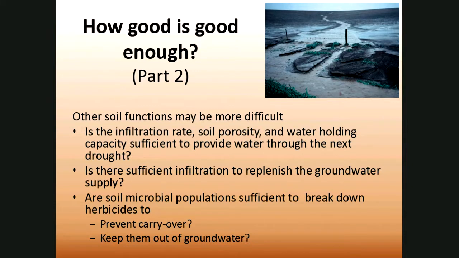But I think the next question, is it sufficient infiltration to replenish the groundwater supply? That's over a longer term. So, if you have a healthy soil, there should be enough infiltration. The water should get down there. These are just types of questions that I think we need to be asking. Another one would be, are soil microbial populations active enough? Are they high enough to break down herbicides to prevent carryover and to keep the herbicides out of groundwater? These are just some examples. You can probably come up with more and maybe better questions. These are the types of things I think we need to be thinking about and trying to answer.